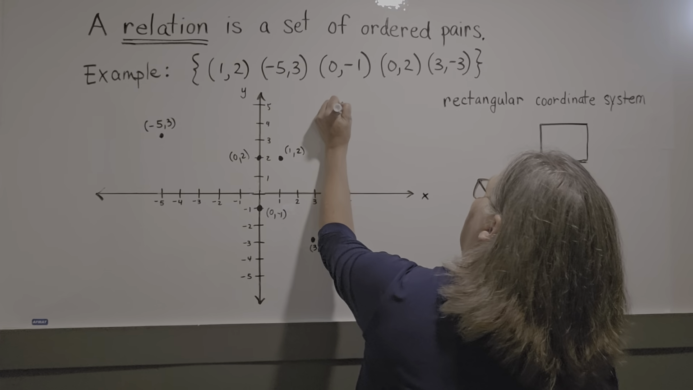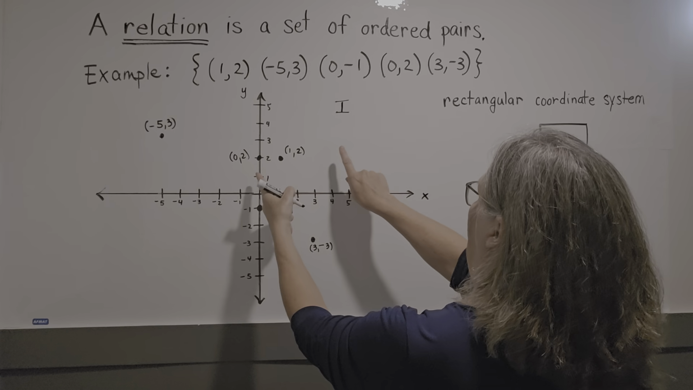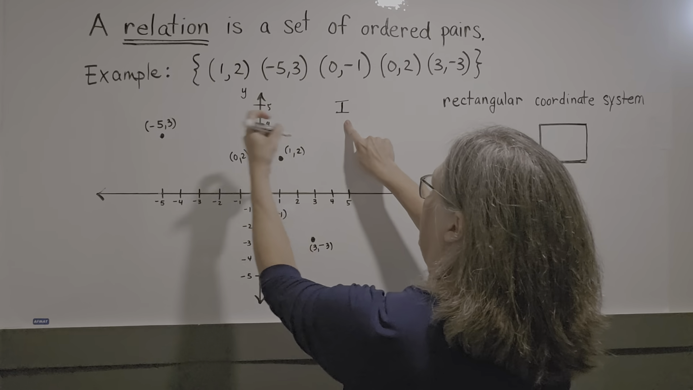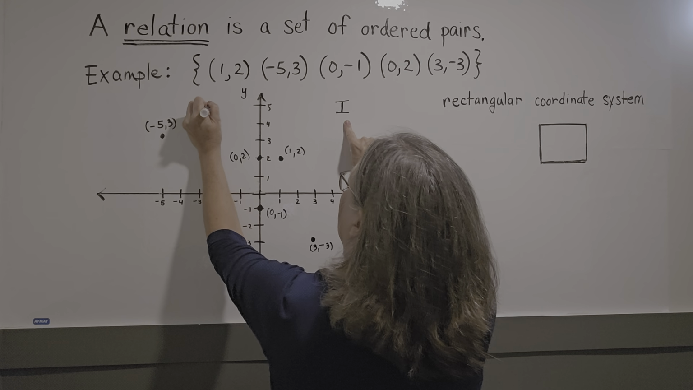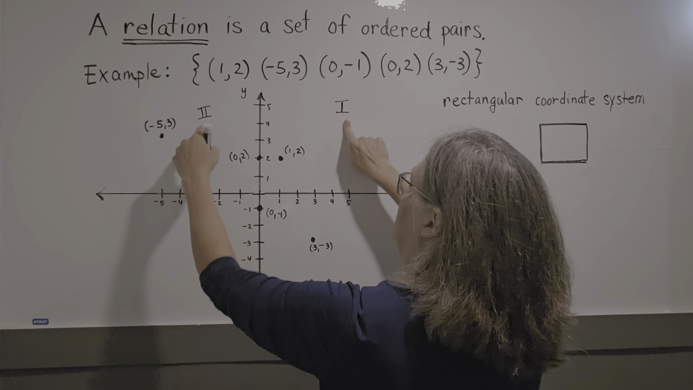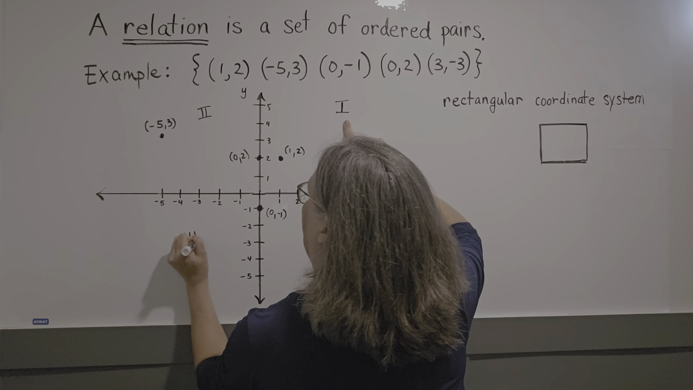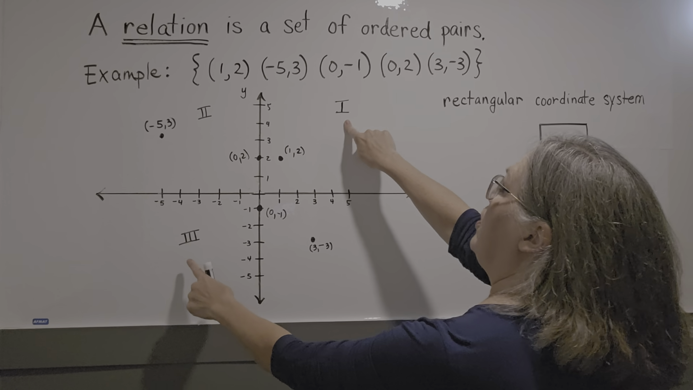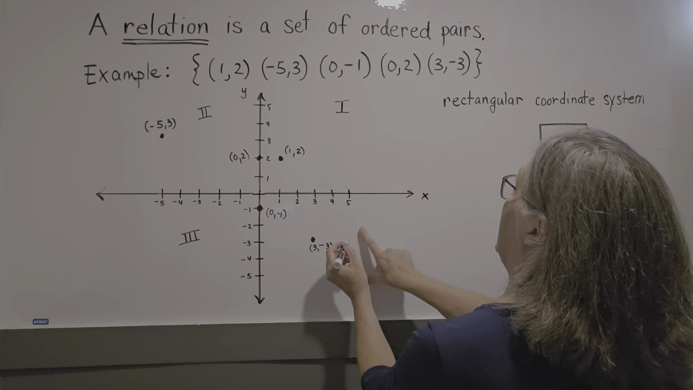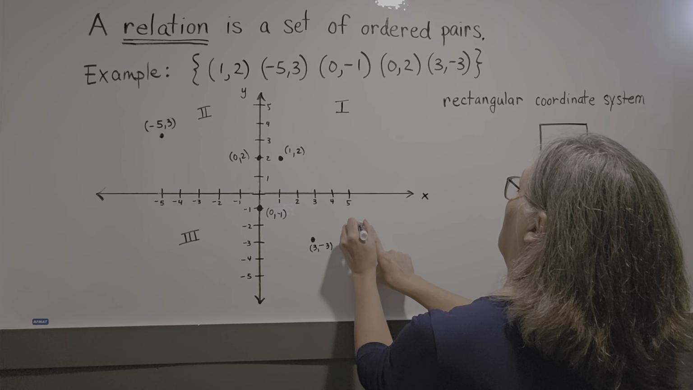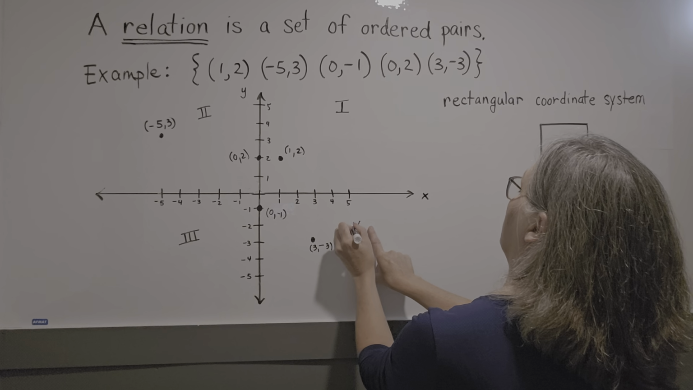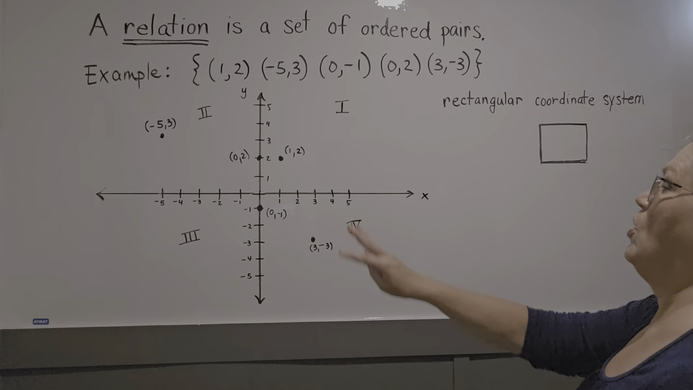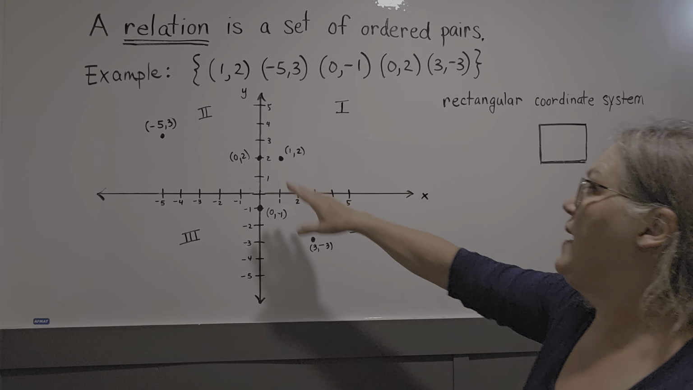And we label them, we always start at the upper right quadrant, and that's 1. Moving over to the upper left quadrant is 2. And then down to the lower left is 3. And to the lower right is 4. So we have 4 quadrants and 2 axes.